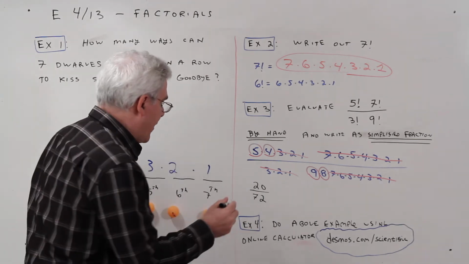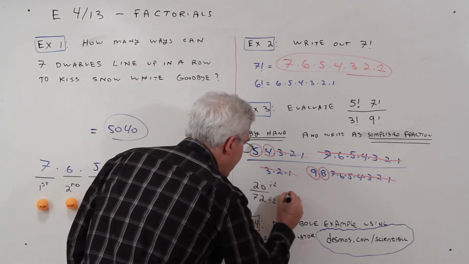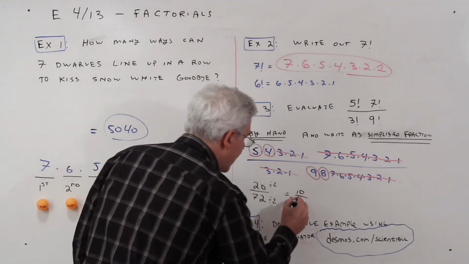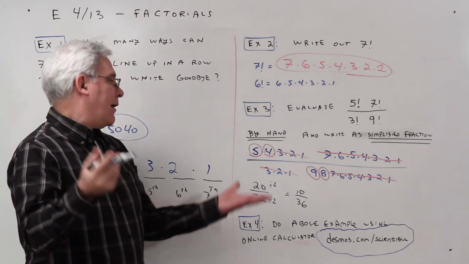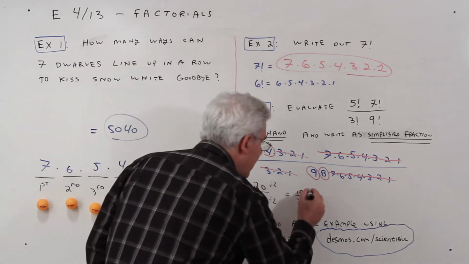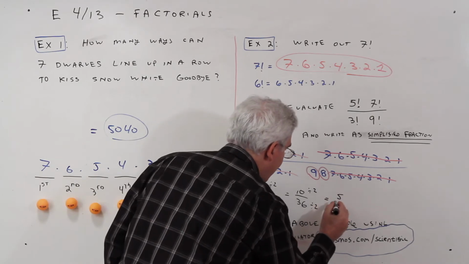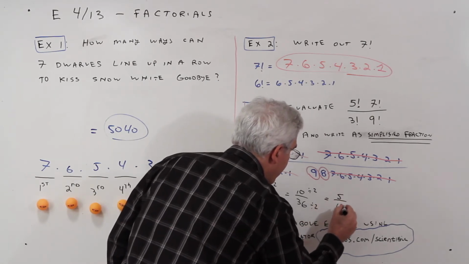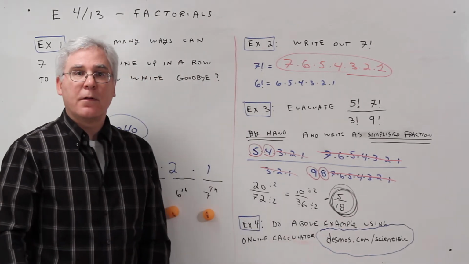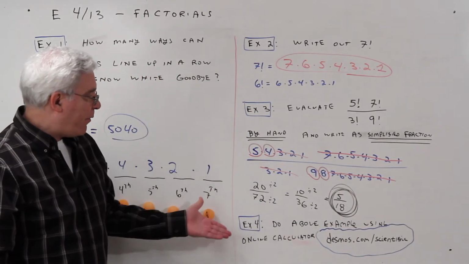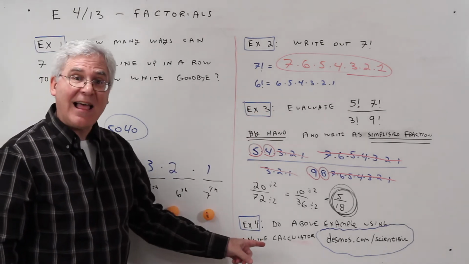I know I can just divide by 2. So divide by 2, divide by 2. I get 10 over 36. I could divide by 2 again. Divide by 2, divide by 2. And I get 5 over 18. Whew. Okay. Example 4 is going to be doing the same problem, but using an online calculator.